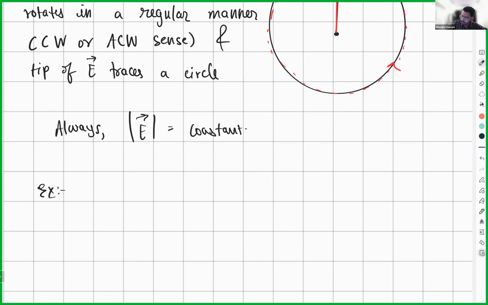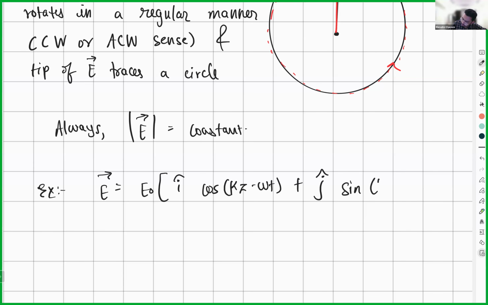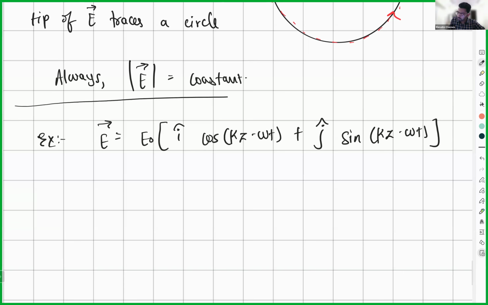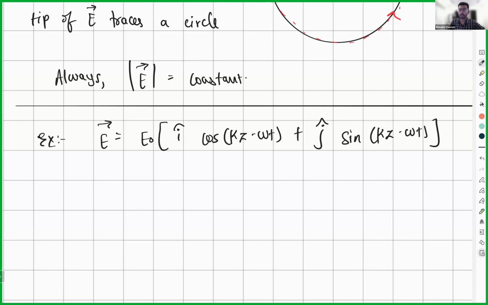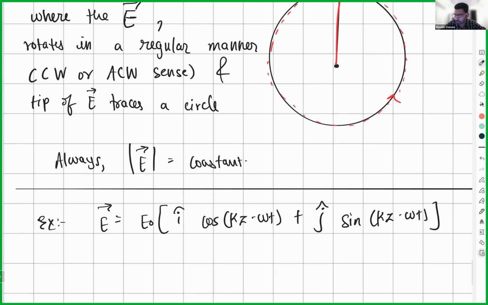The example of electric field is E naught i cap cos of (kz minus omega t) plus j cap sine of (kz minus omega t). Now let us check whether it has a circular polarization or not.